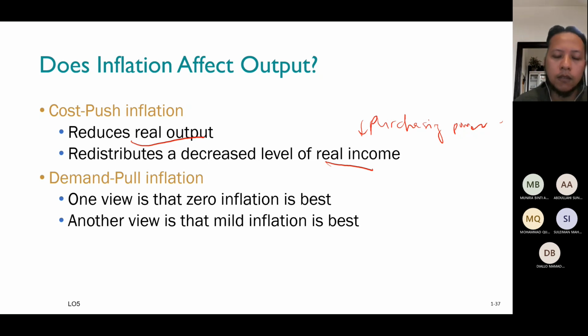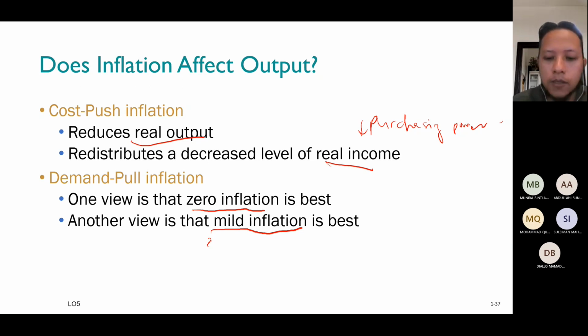There are some arguments that zero inflation is good. We do not want any inflation at all. However, another view is that there must be some sort of mild inflation in order to promote growth. Because when you have a small percentage of inflation, and you adjust wages according to the increase in inflation, this eventually will help to increase economic growth. So these are the arguments that are brought forward.